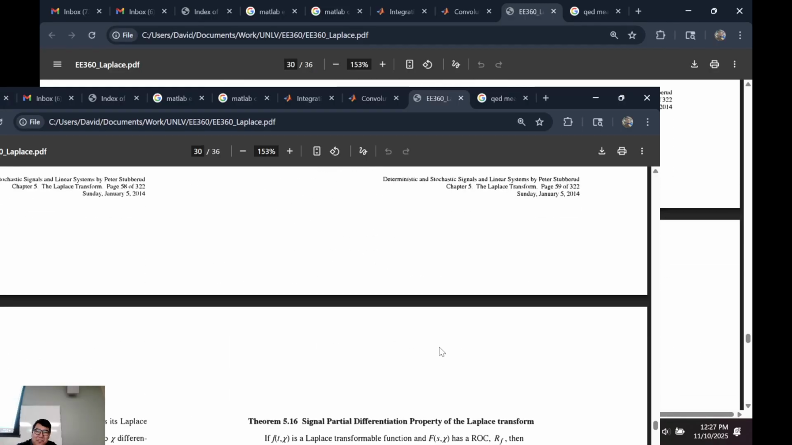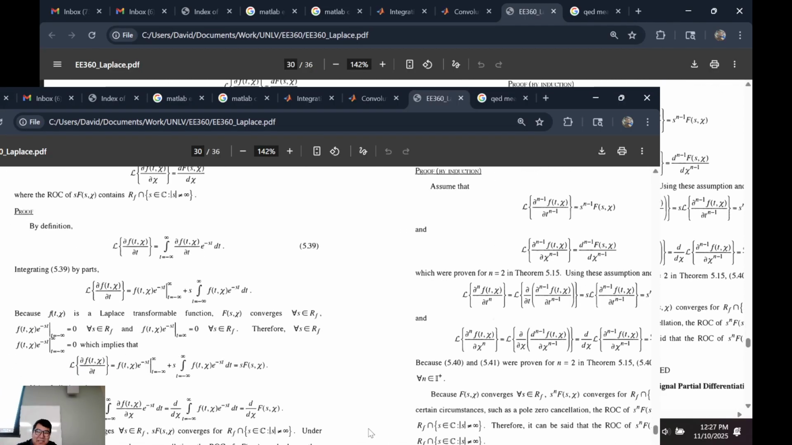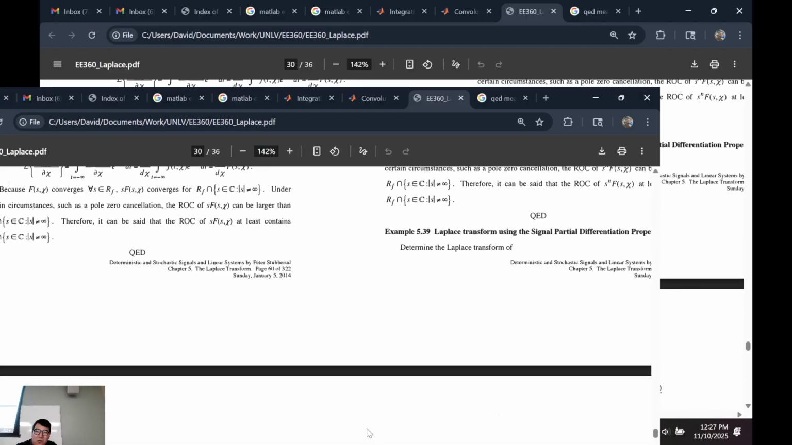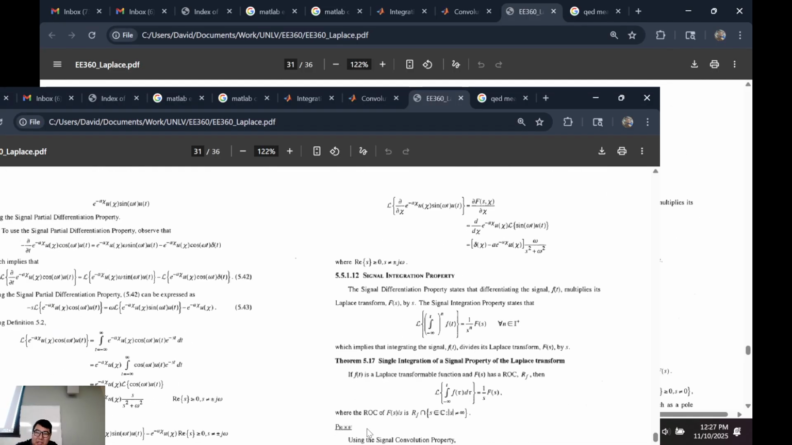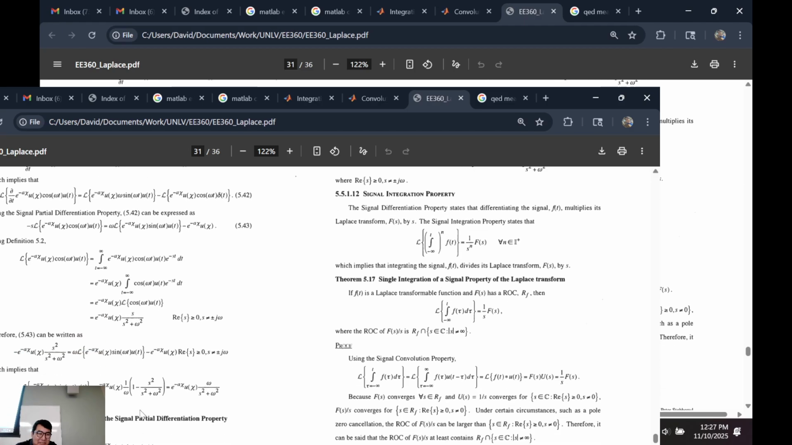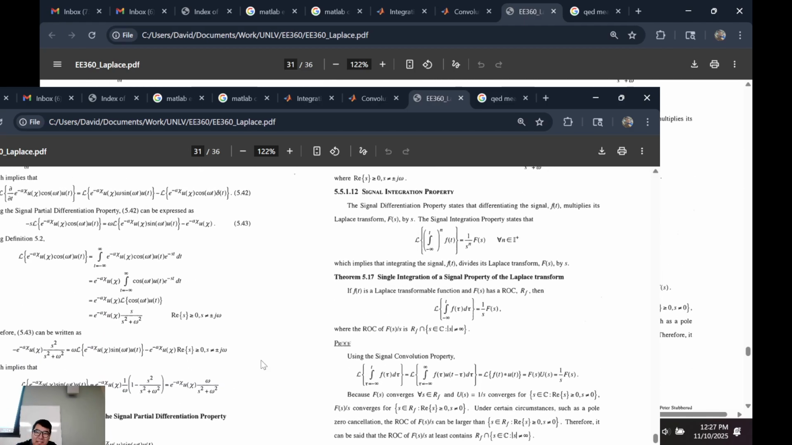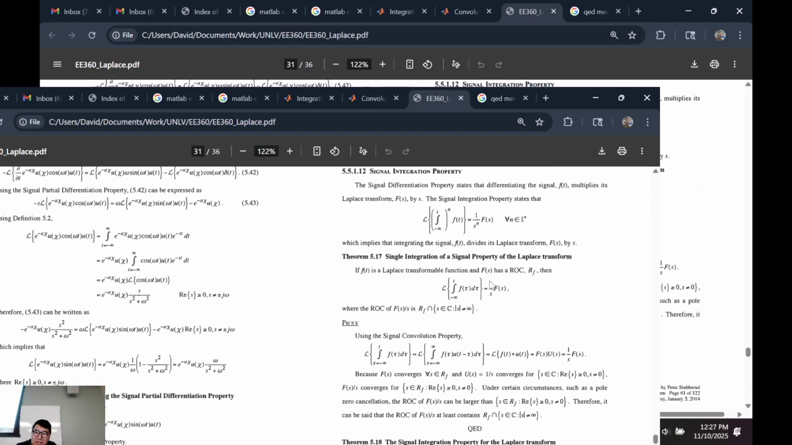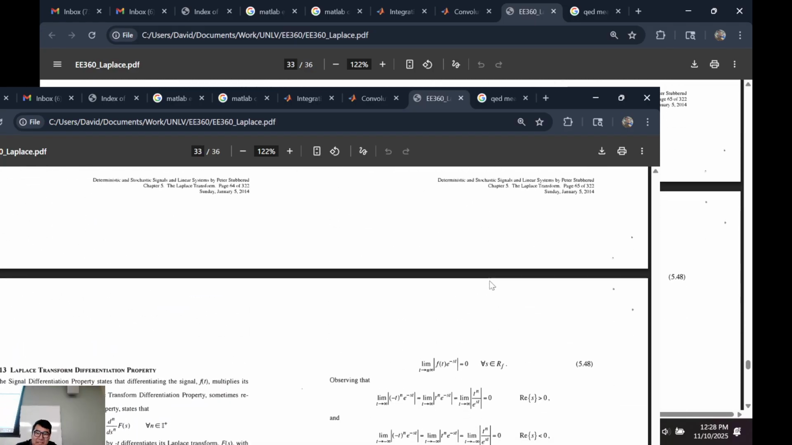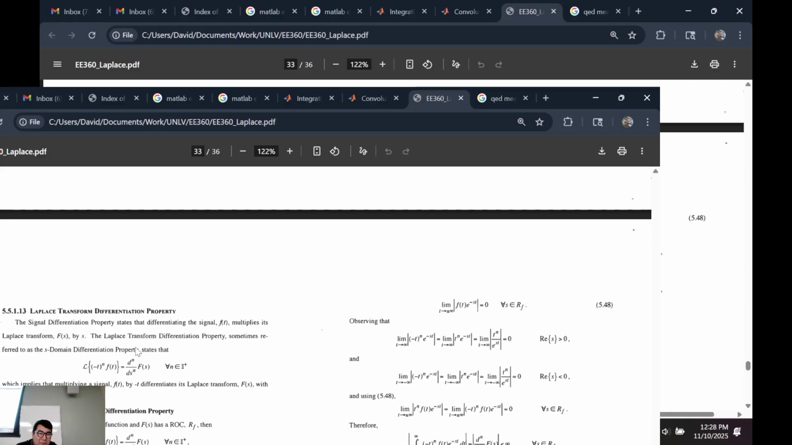Signal partial differentiation property. Because I don't want to go over all of this, it's just a bunch of work. You guys can read the notes for the proofs. Signal integration, signal property. You guys don't need to know that. Laplace transform differentiation.